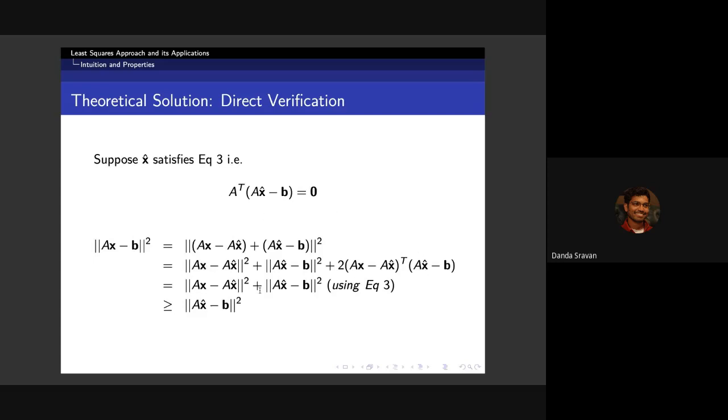Now you can see that no matter what x I choose, I'll always have this additional term, which means this is minimized when x equals x hat. For any other vector x, I have a strictly greater value of this quantity. So now we have verified that we know how the solution looks. We don't have an algorithm yet, but we know how the solution looks.